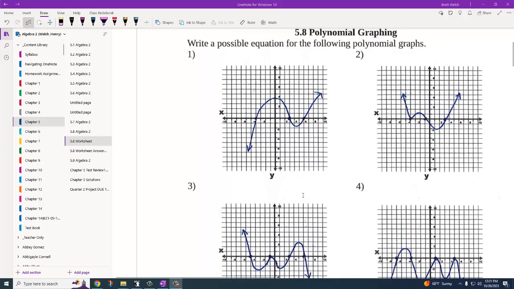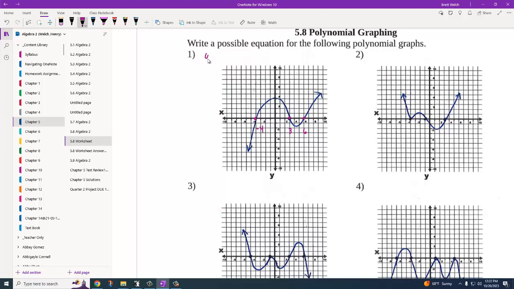Alright, so these first ones, what we're doing is we're trying to write the equation that would satisfy the curve or the shape of the curve. And the way that we do this is by focusing on finding the zeros. Okay, and so you can see the zeros here are where we're touching the x-axis. So this would be -4, +3, and +6, I believe.